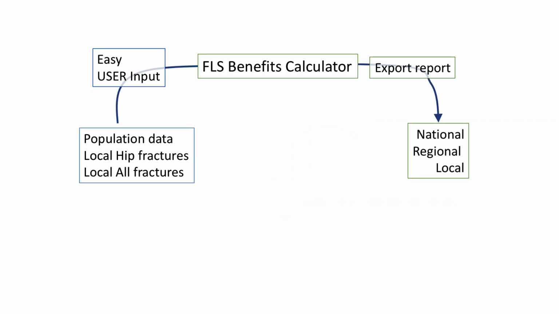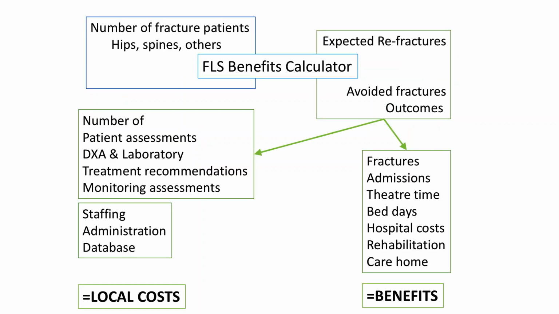And the real aim is to have a really easy user interface where the user puts in population data, local hip data, or all fracture data, and then can export at the national, regional, local level reports on its effectiveness. And these reports will include, as I've already summarized, in blue, the inputs and outputs, and then in green, the more detail in terms of the costs of number of patient assessments required, number of laboratory and DEXA scans, treatment recommendations, monitoring, and then the staffing, administrative, and database requirements to meet these demands, balanced against the currency of outcomes that are tailored towards the sort of payer that you're focused on.